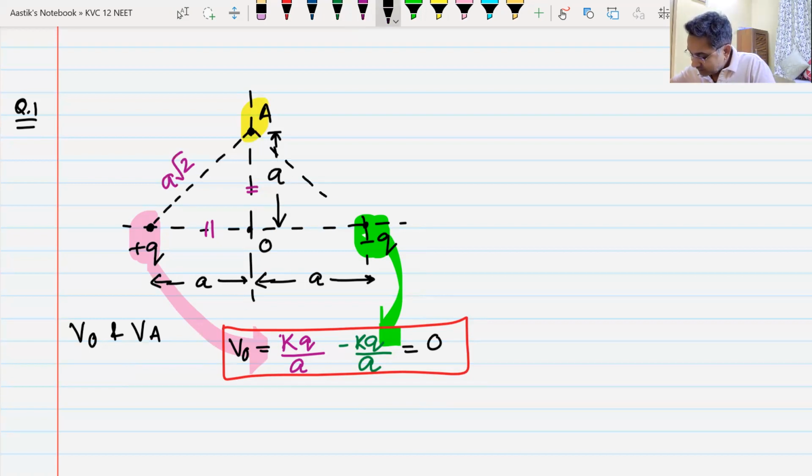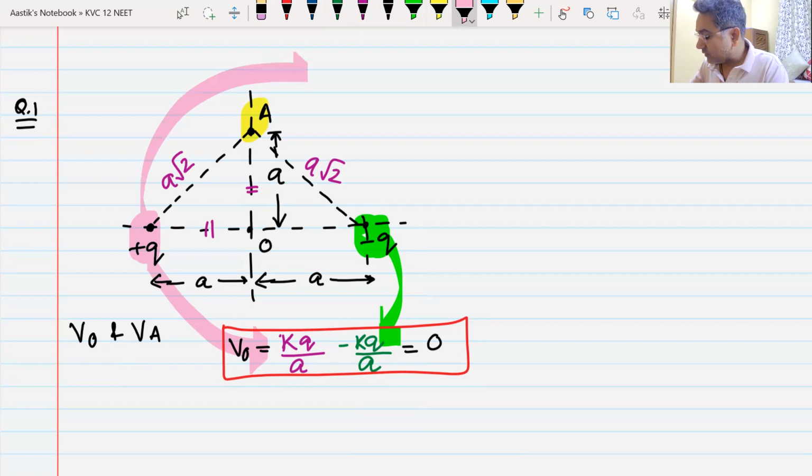Boys, do we understand this? Similarly, this distance will also be equal to A root 2. Yes or no? Now let us talk about the potential at point A because of this pink charge. Because of this pink charge, what is the potential at point A? How much? KQ by A root 2. Because of this pink charge, it will be KQ by A root 2.